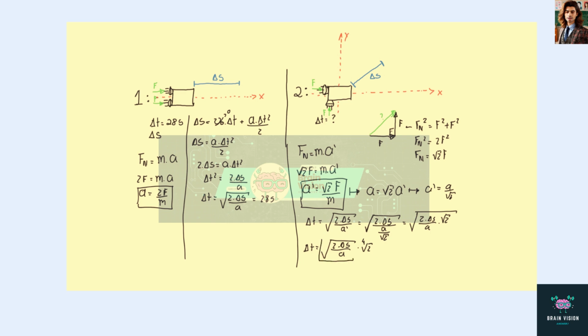The first term, we know that is equal to 28 seconds. We know this from the previous situation. Then, in this situation, the time interval is equal to 28 times the fourth root of 2. And this is approximately 33 seconds.